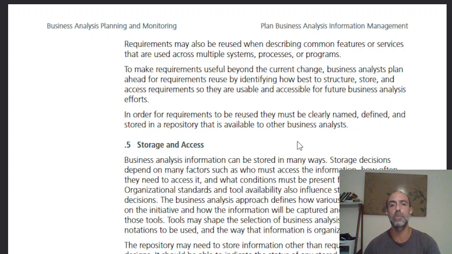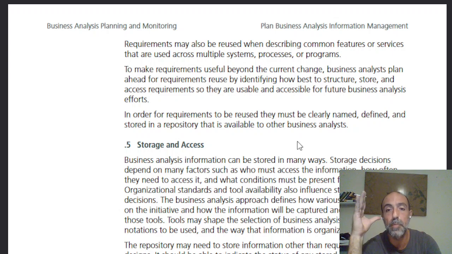Requirements may also be reused when describing common features or services that are used across multiple systems. Basically, part of our research can point out where else, other than the project that you're working on, they can be implemented. Because you're already talking to various stakeholders, but maybe the change you want to do is in one place, but whatever you produce could actually be used by other stakeholders. So who knows?